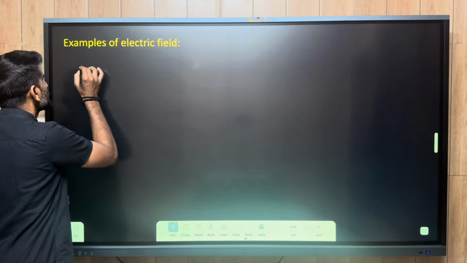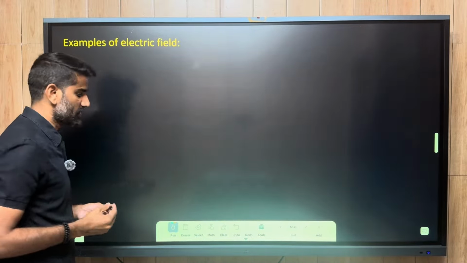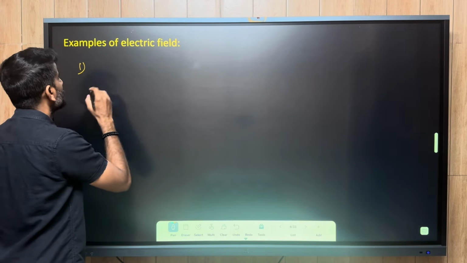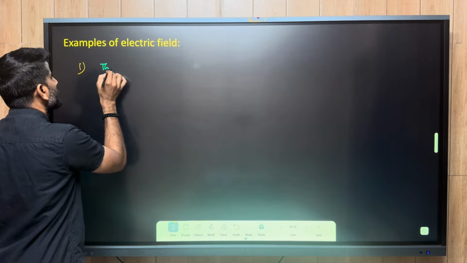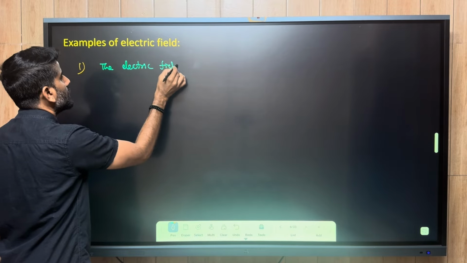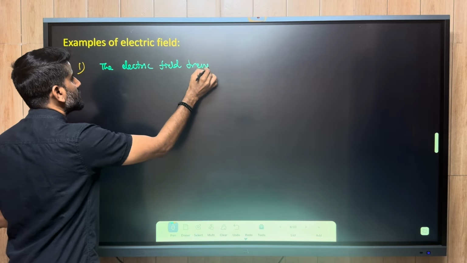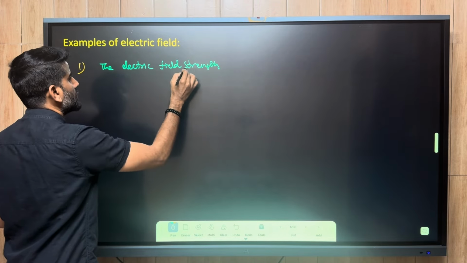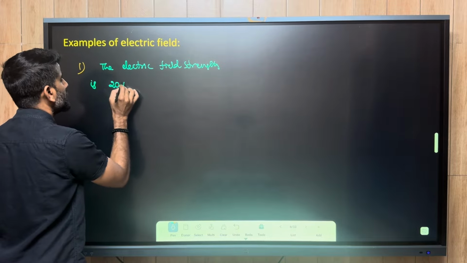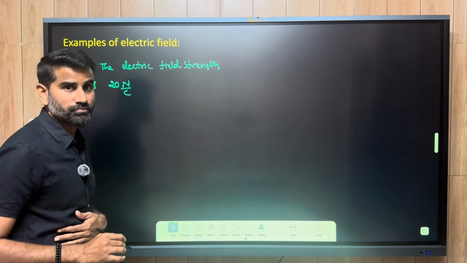Okay, right. Let's start with the simplest example. Let's say the electric field strength is 20 Newton per Coulomb.